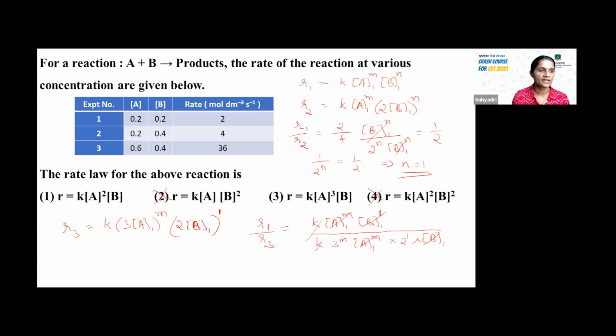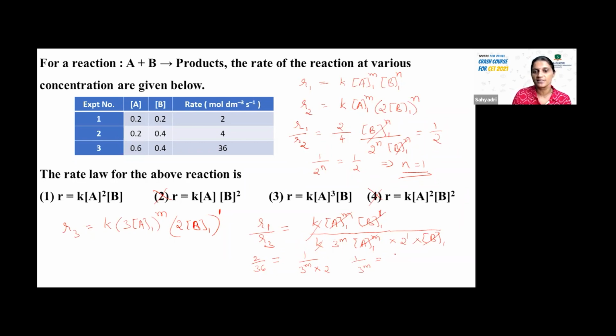R1 by R3. R1 is 2. R3 is 36. R1 is 2 and this is 36, right? This is equal to what answer you're getting here? 1 divided by 3 to the power M into 2, or 1 divided by 3 to the power M is equal to 4 by 36.